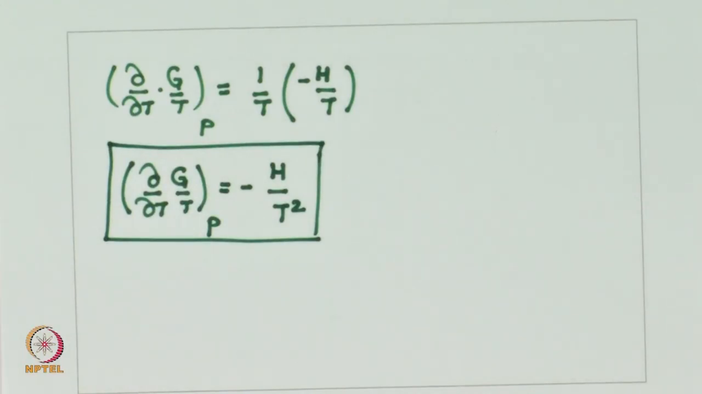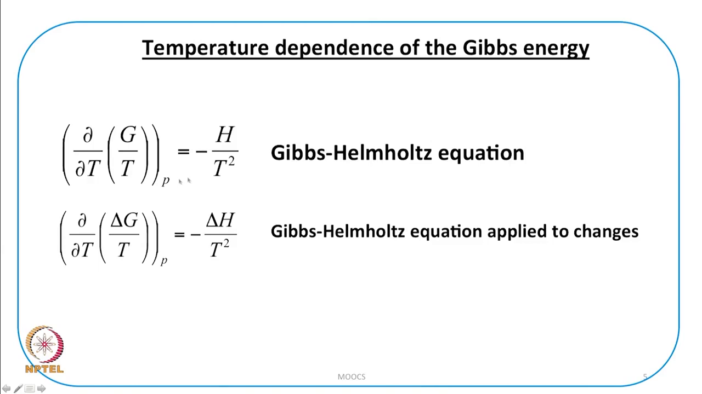So, let us go back to the slide. We have derived that dou T of G by T at constant pressure is minus H by T square. This is Gibbs-Helmholtz equation. And when you extend this Gibbs-Helmholtz equation to changes, you can introduce delta. And later on, we will use this equation for deriving very important thermodynamic properties when applied to equilibrium and equilibrium constant. We will discuss this when we talk about the equilibrium constant.